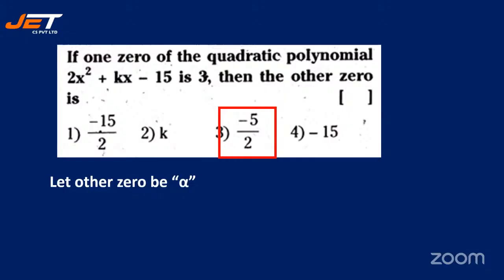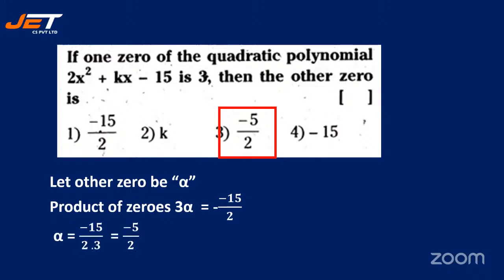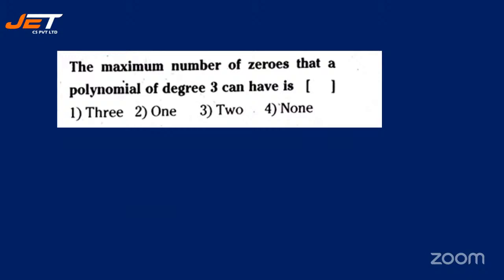Let the other zero be alpha. Product of zeros is 3 alpha. That is minus 15 by 2, the constant term divided by the coefficient of x square. So alpha is equal to minus 15 by 2 by 3. So it becomes minus 5 by 2. All right, see the next question.